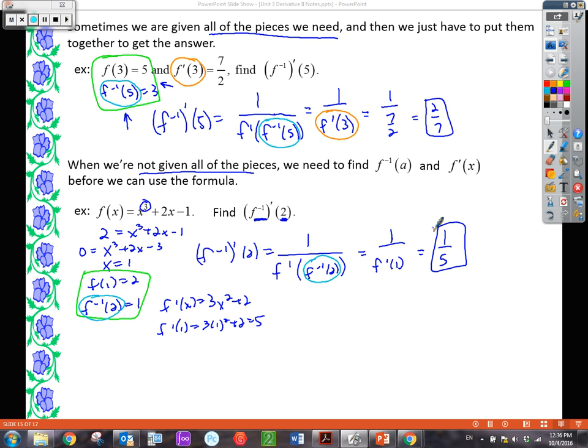So you'll see a problem like one of these two, or some kind of a variation, maybe with a chart or something. Are we okay with that, with the formula? All right.